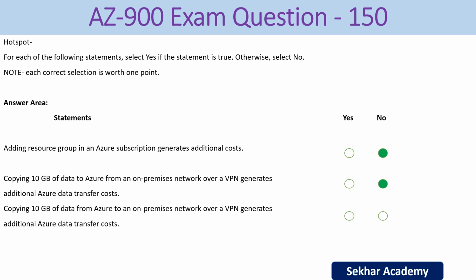Next statement: copying 10 GB of data from Azure to an on-premises network over a VPN generates additional Azure data transfer cost. Right, here it is Azure to on-premises. You are copying data from Azure to on-premises, so definitely there will be some transfer cost. So the right answer is yes. Azure data transfer cost will be included in that. So the right answer is yes.